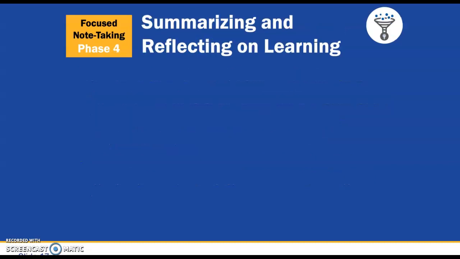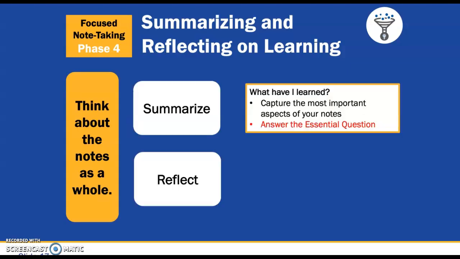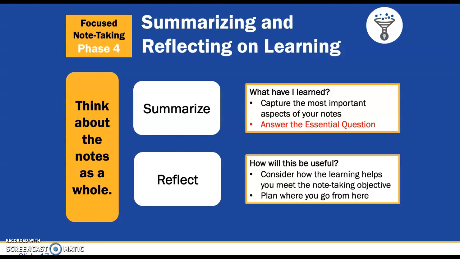Step 4 is summarizing and reflecting on learning. So, thinking about the notes as a whole. Summarizing and reflecting are 2 different things. Summarizing is really good for direct instruction content, and reflection is good for application activities. So summarizing, the easiest thing you can have your students do is answer the essential question. That's why you gave it, or answer the learning target. And they do that using the most important aspects of their notes.